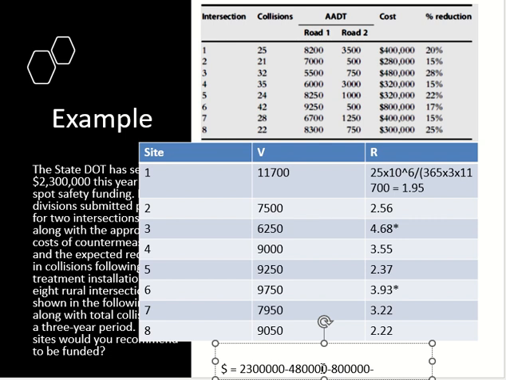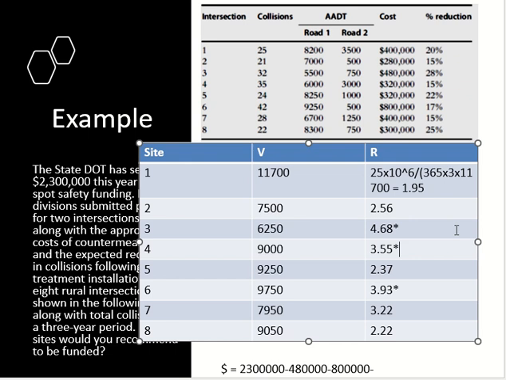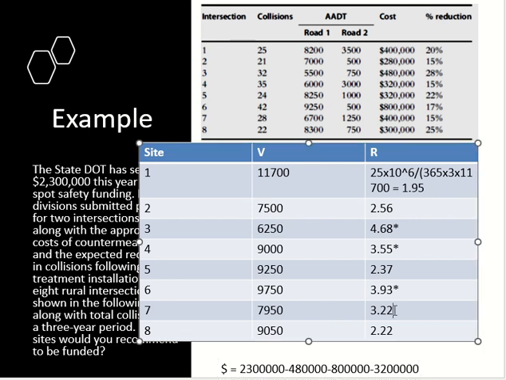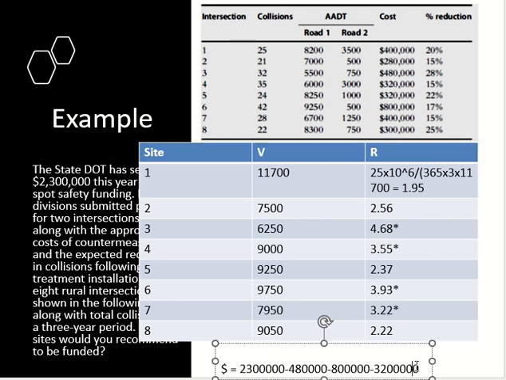Then which one? This one, right? 3.55, site number 4. Site number 4 requires how much? 320,000. Now tell me how much is remaining? 700,000. Which one is the next site? 3.22, site number 7. It needs 400. And how much do we have? We can do it, right? 700 minus 400, remaining 300.